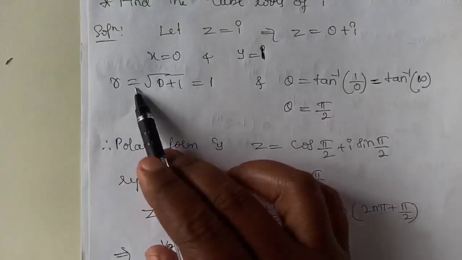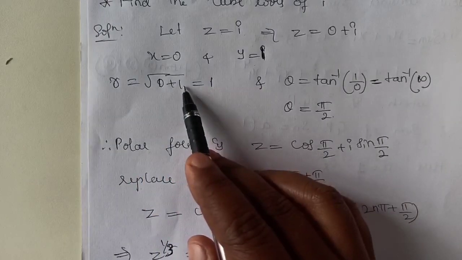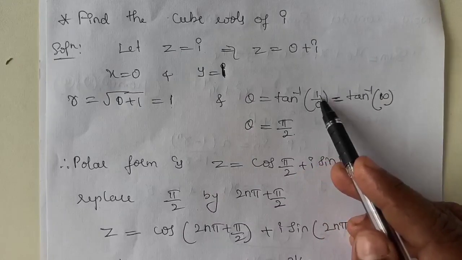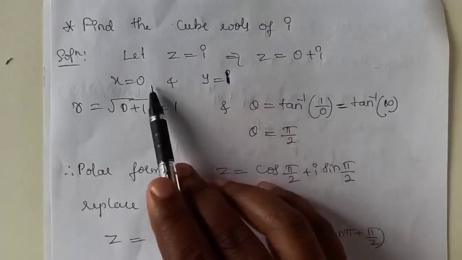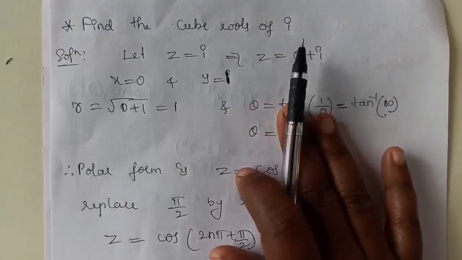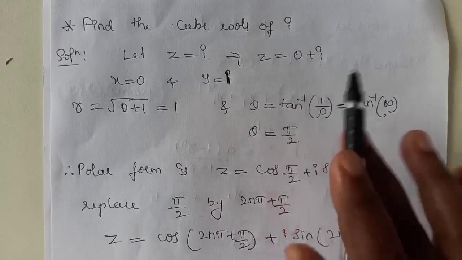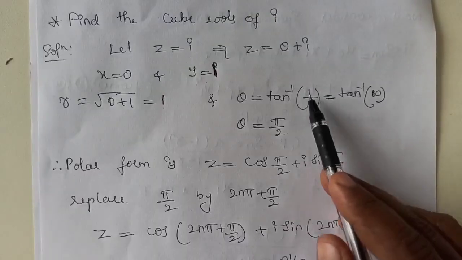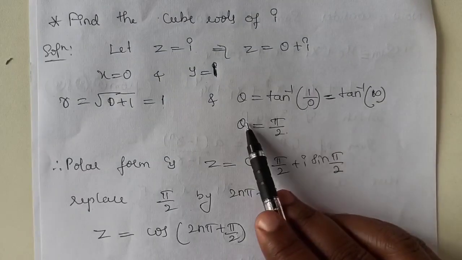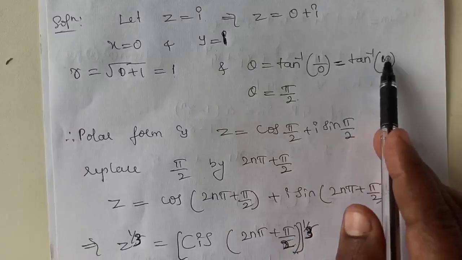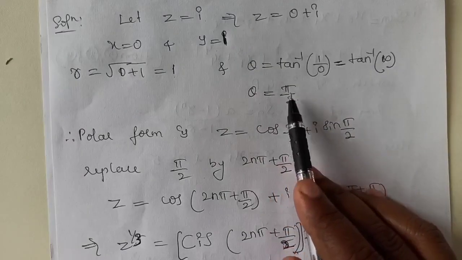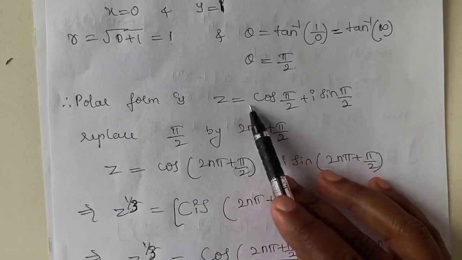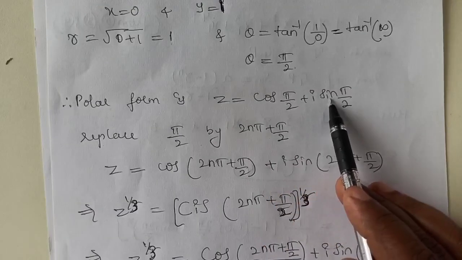So r value is equal to 0 plus 1, which equals 1 only, and theta value is equal to tan inverse of 1 by 0. You can observe that both are positive only, therefore it lies in the first quadrant. We take theta as it is, that is tan inverse of 1 by 0, which equals tan inverse of infinity. Theta is equal to pi by 2. Therefore the polar form is z equals cos pi by 2 plus i sin pi by 2.